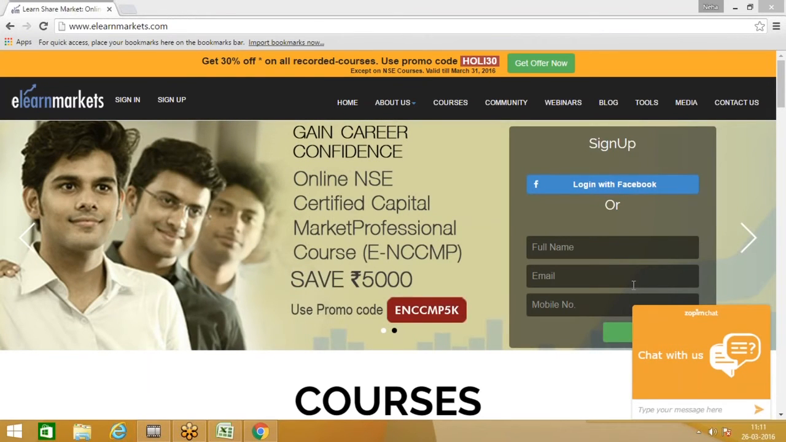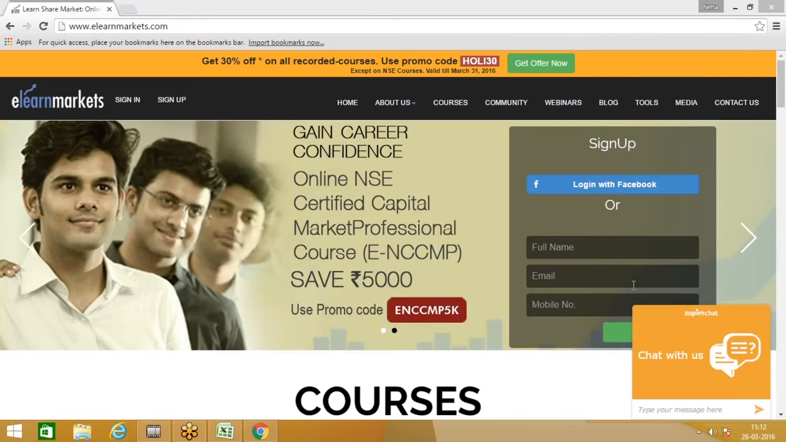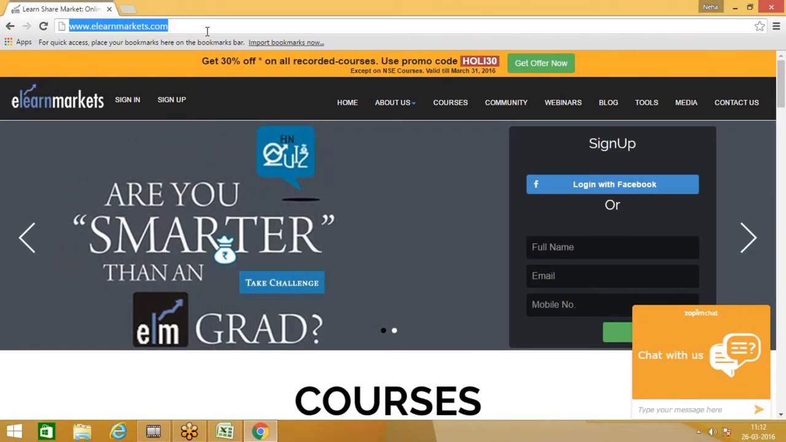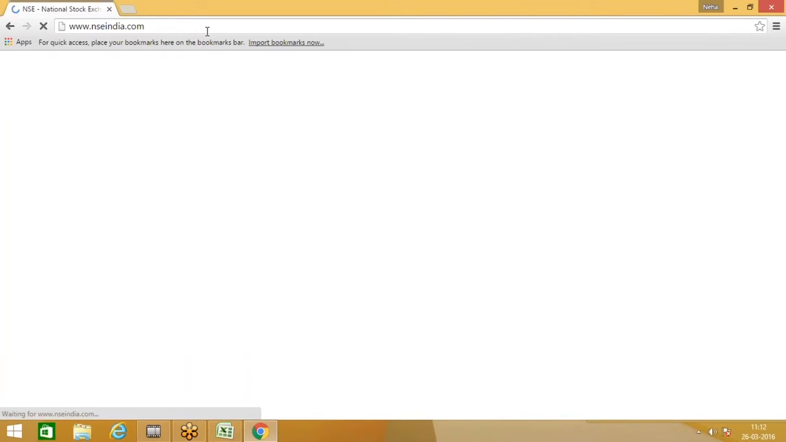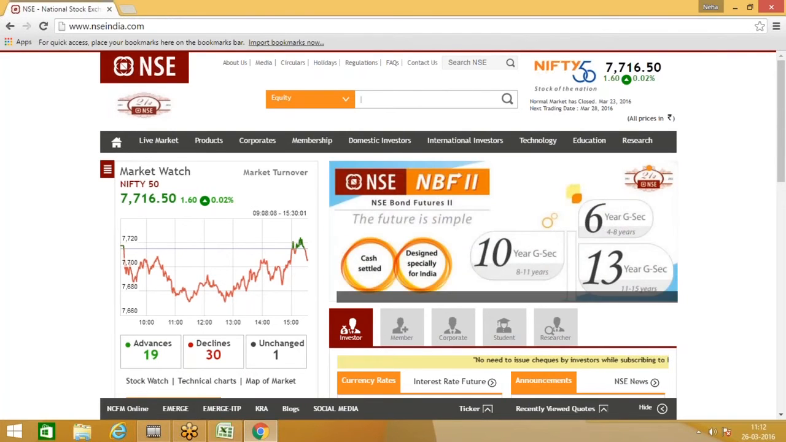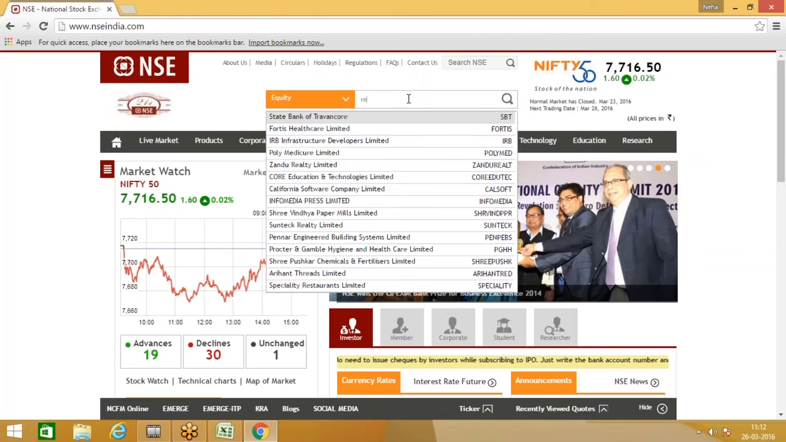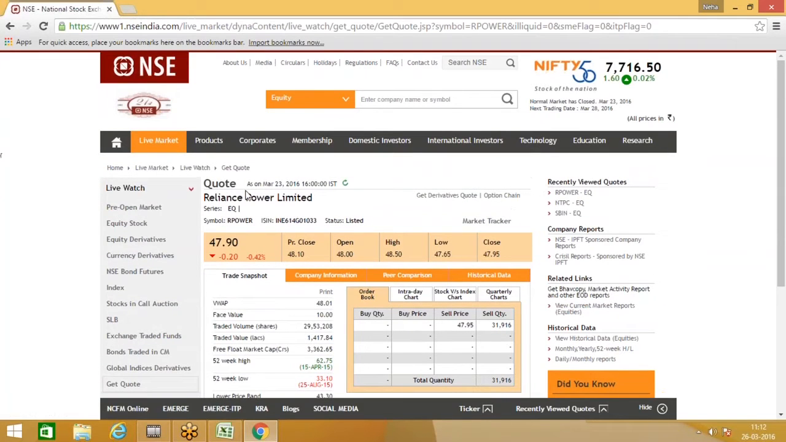These prices are live and they keep on changing on a continuous basis during the market hours. I'll just show you how you see it. If we open www.nseindia.com, we can click on equity and type in any company's name, say Reliance Industries, or say Reliance Power. So we can see the last quoted price of Reliance Power was 47.9 rupees. Okay, am I clear? We have the next question.